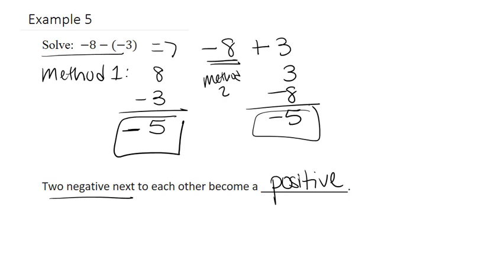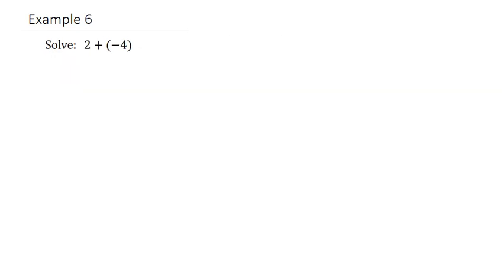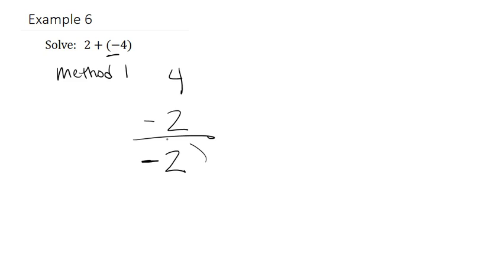Let's do another example. Now we're going to solve 2 plus negative 4. So method 1, we would have 4, because it's a larger number, and this is a negative, so we're going to have to subtract one number. So 4 minus 2 is equal to 2, but because 4 is larger than 2, we take the sign of the larger number. So this equals negative 2.